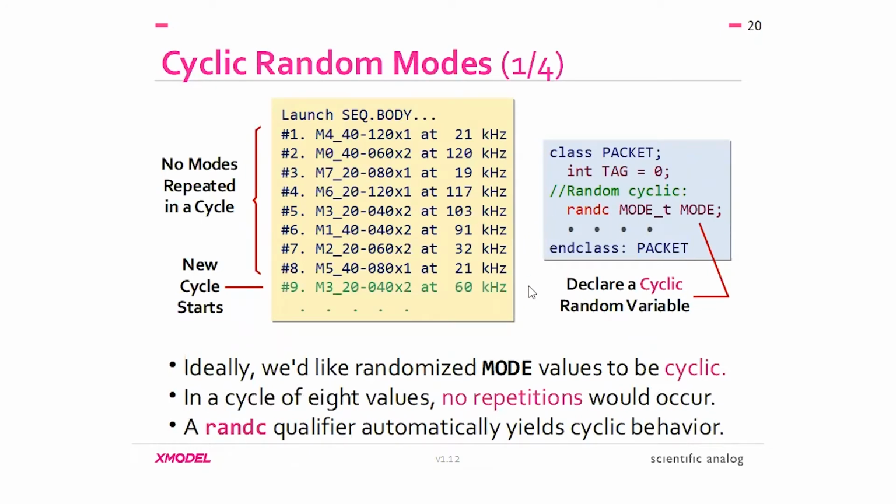These next 4 slides demonstrate a SystemVerilog trick. The modes can easily repeat, since we only have 8 of them, and they each have a 12.5% chance of coming up. You can get 2 or even more M7s even in a short sequence like this, which is undesirable. So we might think of using the qualifier rand-C, C for cyclic, which avoids repetition. And that's fine for simple examples, but it has some limitations.